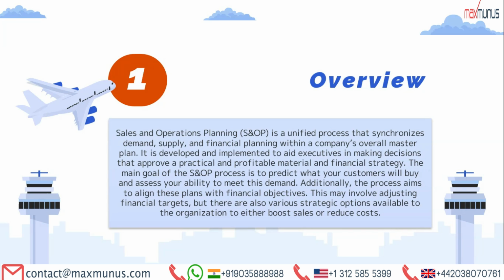Sales and Operations Planning is a unified process that synchronizes demand, supply, and financial planning within a company's overall master plan. It is developed and implemented to aid executives in making decisions that approve a practical and profitable material and financial strategy. The main goal of the Sales and Operation Planning process is to predict what your customers will buy and assess your ability to meet this demand.